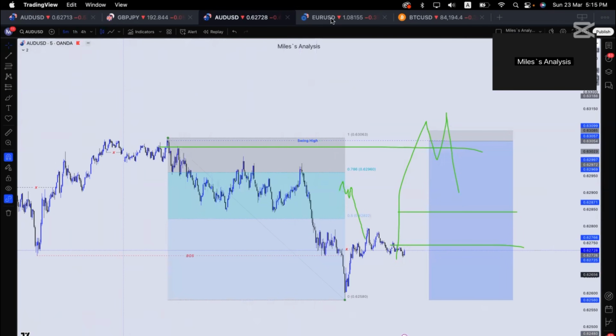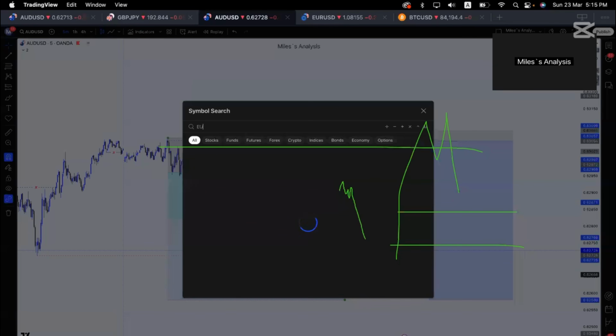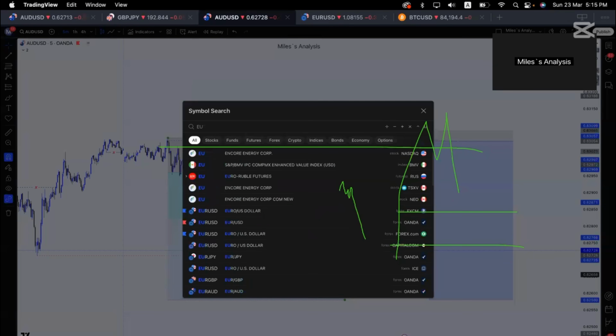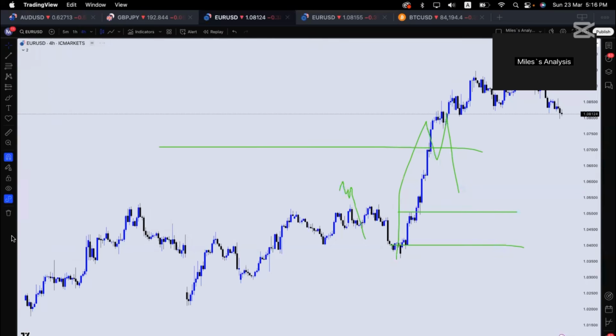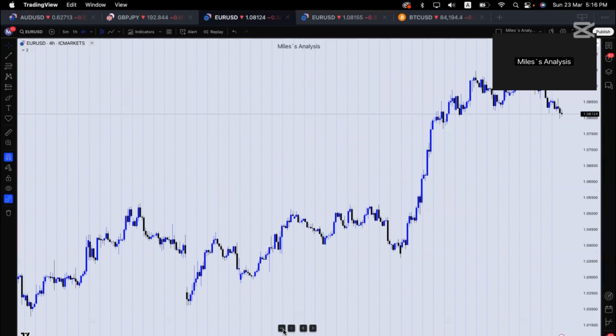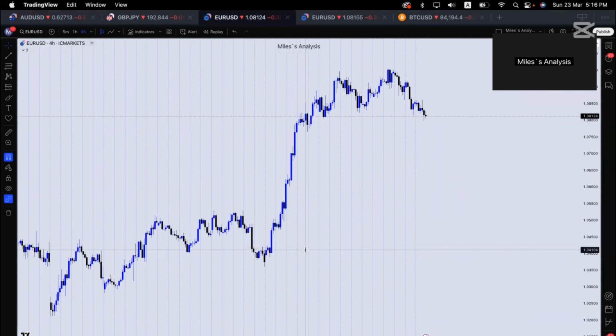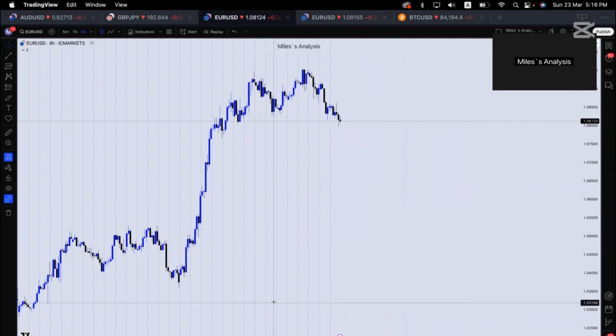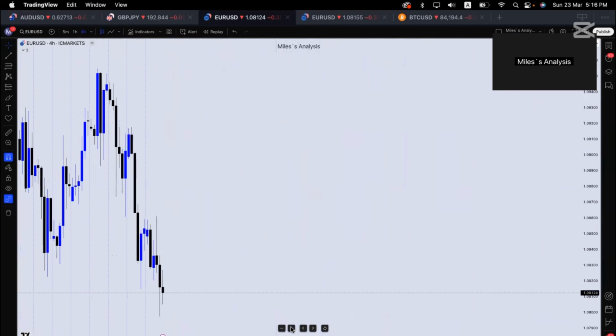Now I'll look at the euro dollar again using IC Markets, because I haven't done any analysis on IC Markets. So again, I'll start from the H4 time frame. So on the H4 time frame, even without analysis, you can clearly see that price is bullish because of this very huge bullish push here on the external range.